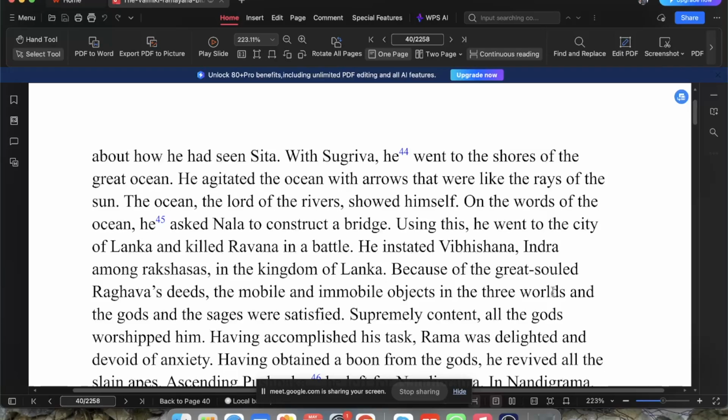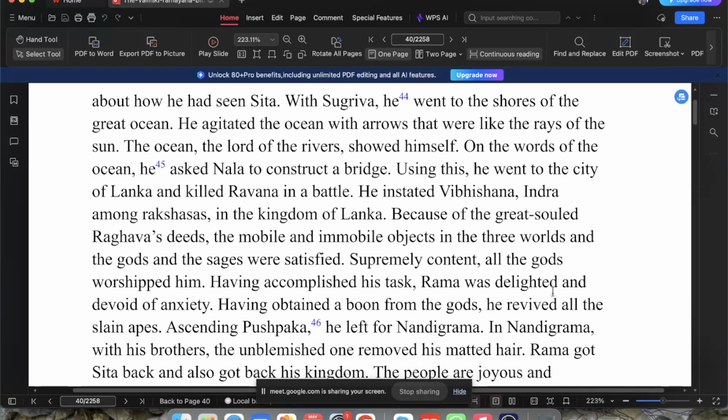Because of the great soul Raghava's deeds, the mobile and immobile objects of the 3 worlds and the gods and the sages were satisfied. Supremely content, all the gods worshipped him.